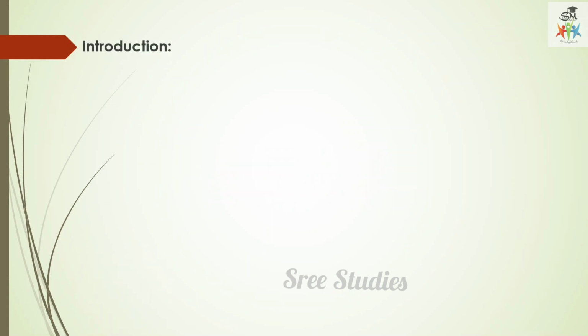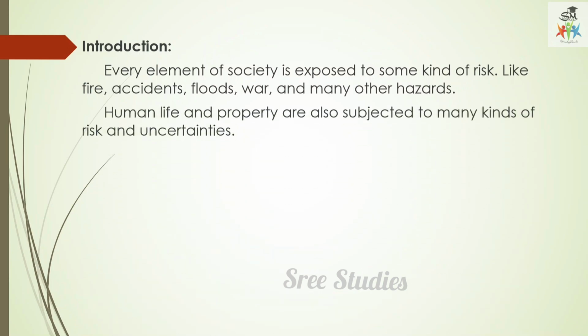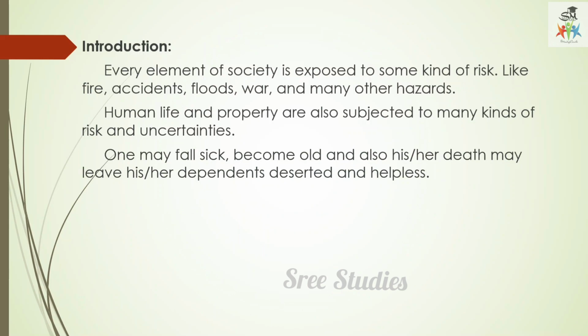Introduction. Every element of society is exposed to some kind of risks. You know what kind of risk: fire, accidents, floods, war, and many other hazards. Every human life, as well as property, is subjected to many kinds of risk and uncertainties. Suppose a human being falls sick or becomes old, and his or her death may leave his dependents deserted and helpless.